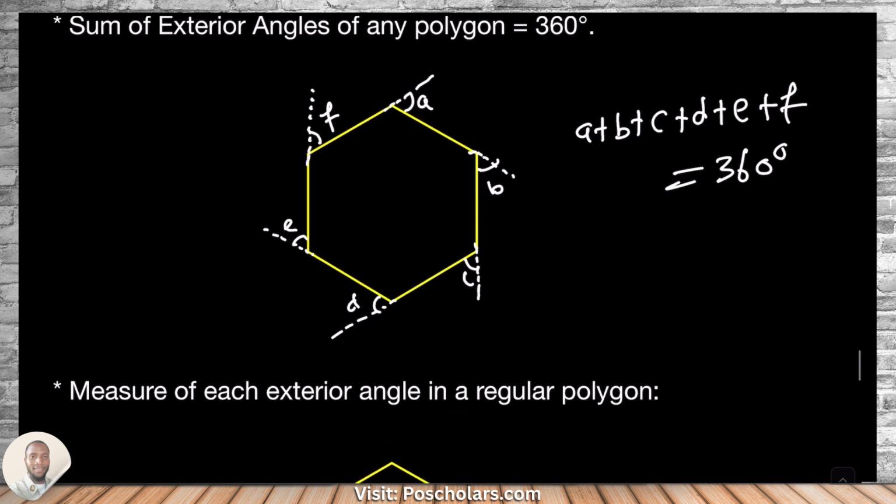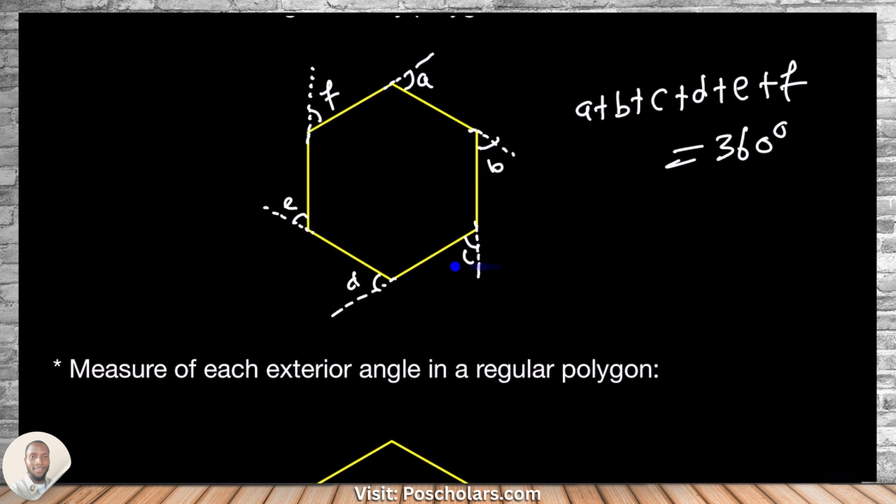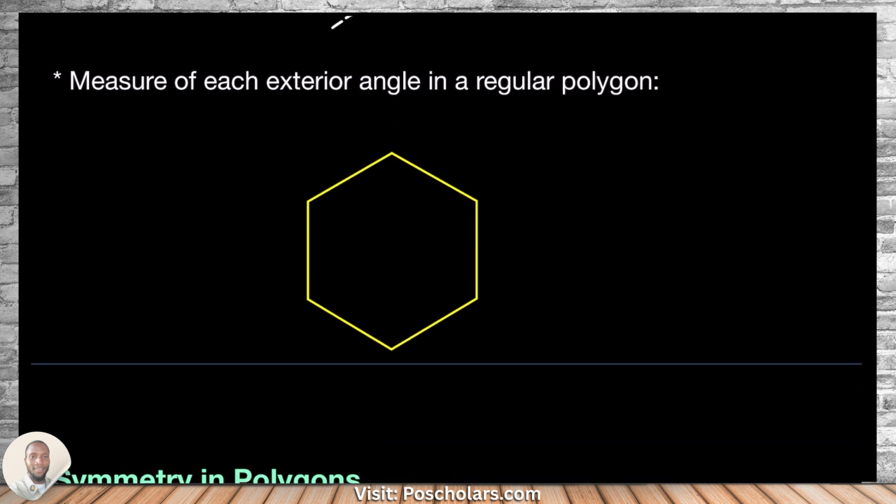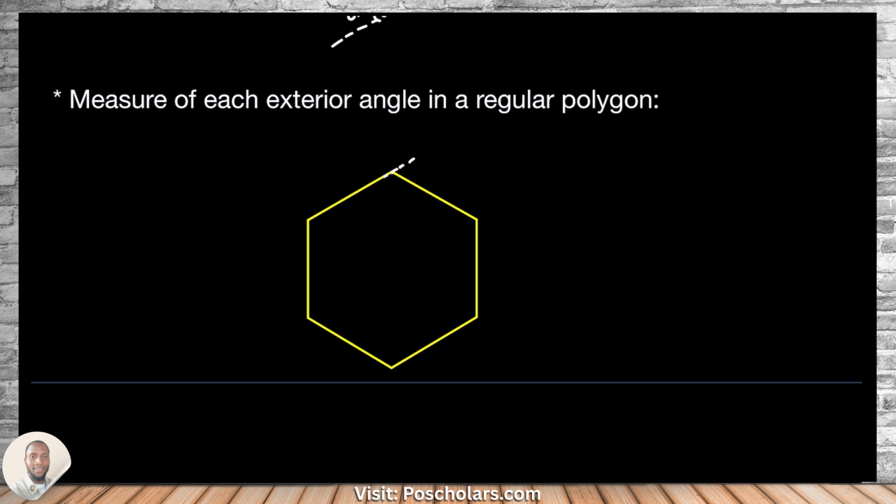Now, since we know that these sides are all equal, definitely the size of each of the exterior angles, for example, the size of just this one, will be what? 360 degrees over what? N, right? N represents the number of sides.